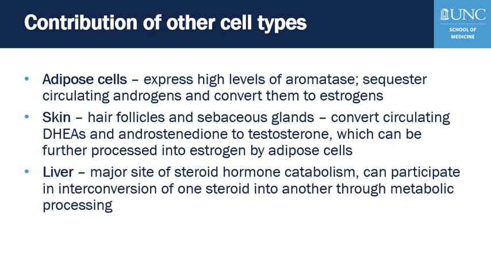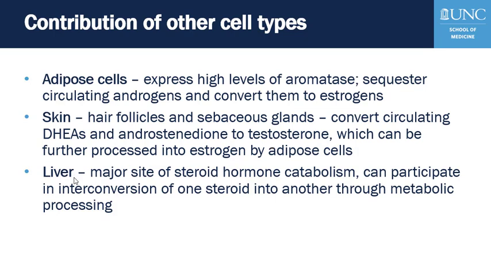So estrogens are primarily synthesized in the ovaries, but also in other cell types. And so it's important to note that some cell types contribute to plasma concentration of steroids just by taking up one steroid and converting it to another. So adipose cells, for example, express high levels of aromatase, and they're able to sequester circulating androgens and convert them into estrogens. In addition, the skin, in particular the hair follicles and sebaceous glands, are able to convert circulating DHEAs and androstenedione into testosterone, which may then be further processed into estrogen by the adipose cells.